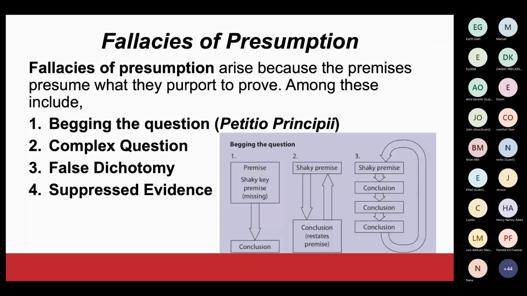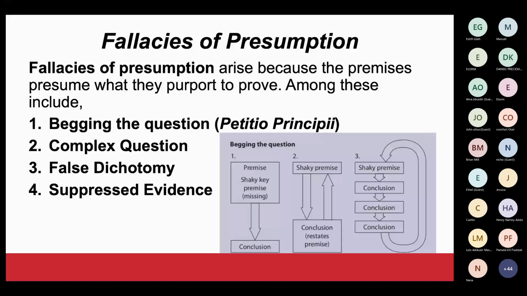Then we'll look at the last group. These include the fallacies of presumption. The fallacies of presumption, we'll be looking at begging the question, complex question, false dichotomy, suppressed evidence. And we'll start with begging the question.